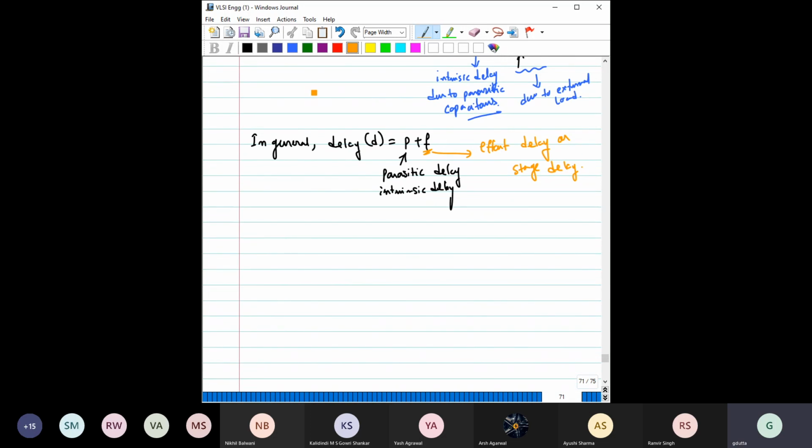So let me put it again here. This F is the effort delay. Now we'll write it like this: effort delay is equal to G into H. We will discuss all these things individually. Before we go to G, we will see what H is.